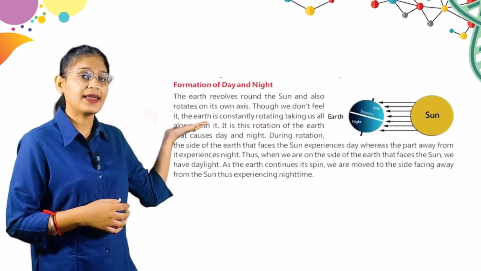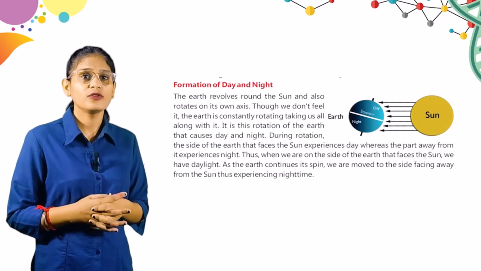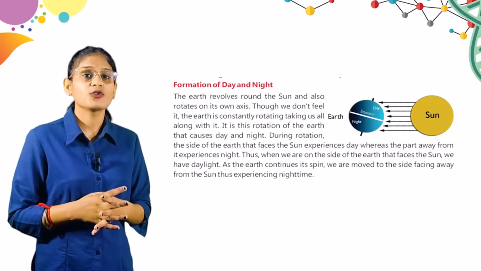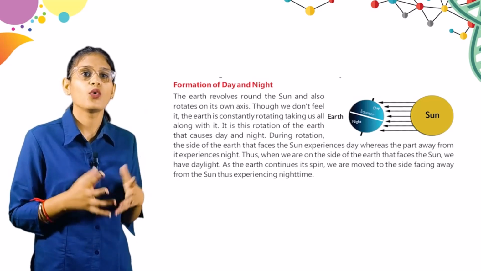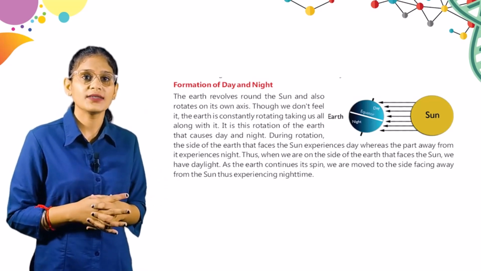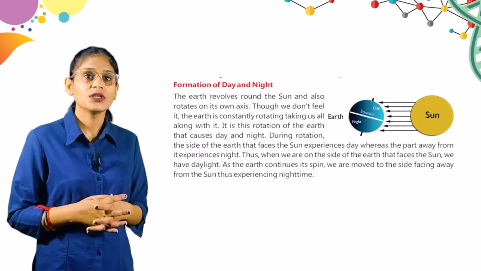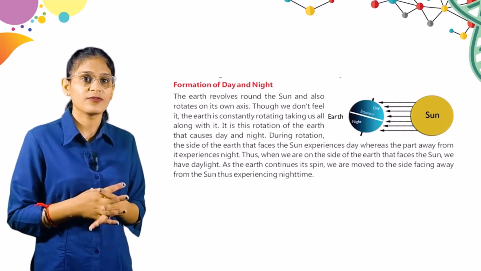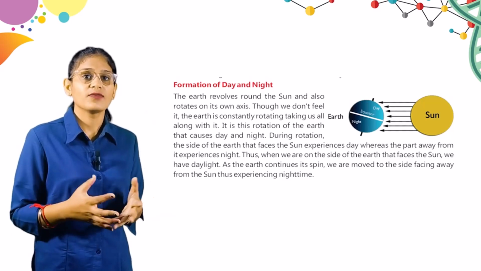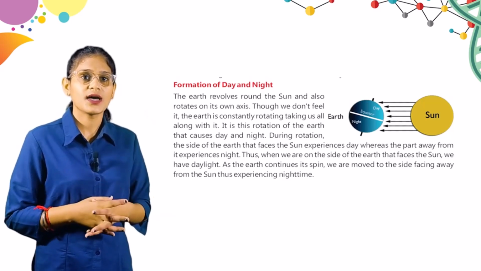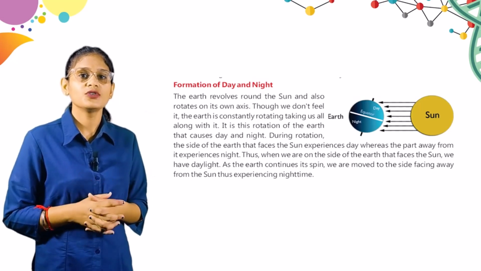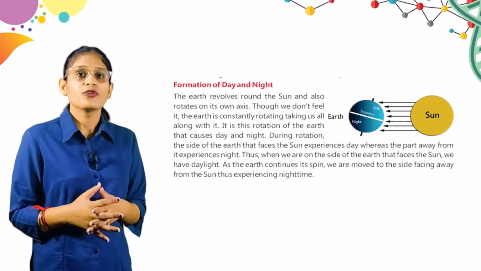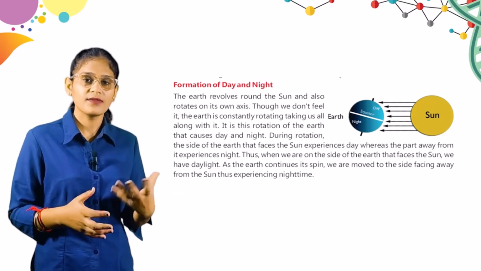Now, formation of day and night. The earth revolves around the sun and also rotates on its own axis. Thus, though we do not feel it, the earth is constantly rotating, taking us all along with it. It is this rotation of the earth that causes day and night. During rotation, the side of the earth that faces the sun experiences day, whereas the part away from it experiences night. Thus, when we are on the side of the earth that faces the sun, we have daylight. As the earth continues its spin, we are moved to the side facing away from the sun, thus experiencing night. So students, the formation of day and night happens because of the earth. How?